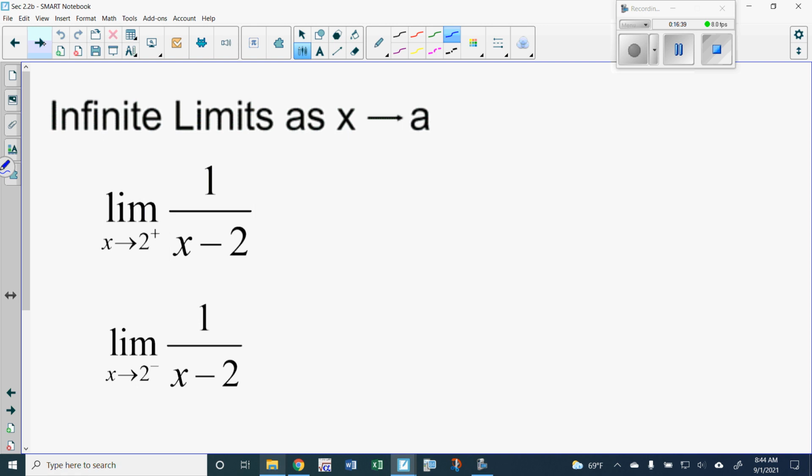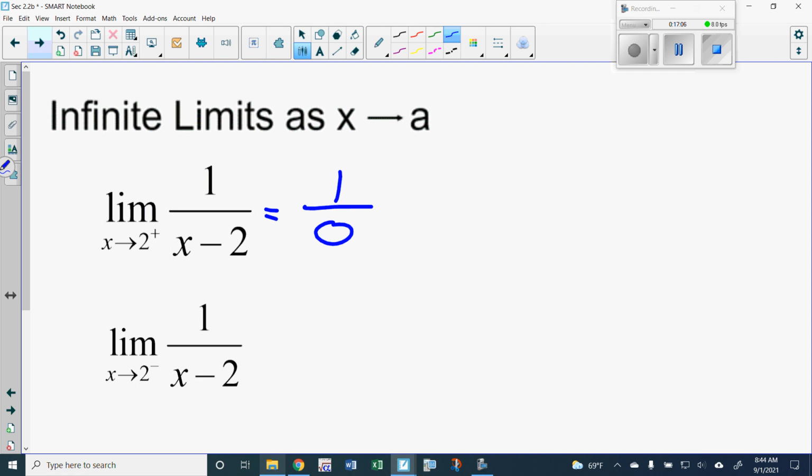Okay, so let's think about what's going on here. As x approaches 2 from the right, the top of our fraction just goes to 1, right? It's just a number. It's 1. What does the bottom of our fraction get close to? As x gets close to 2, it gets close to 0. Now, we never actually put 2 in, but it gets close to 0.